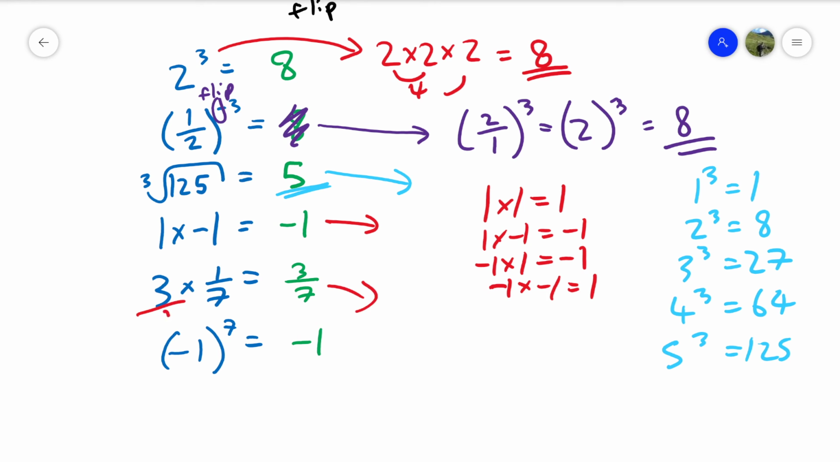This one here, we add the 1 at the bottom. 3 times 1 is 3. 1 times 7 is 7. Let me just say that again. 3 times 1 is 3. 1 times 7 is 7.